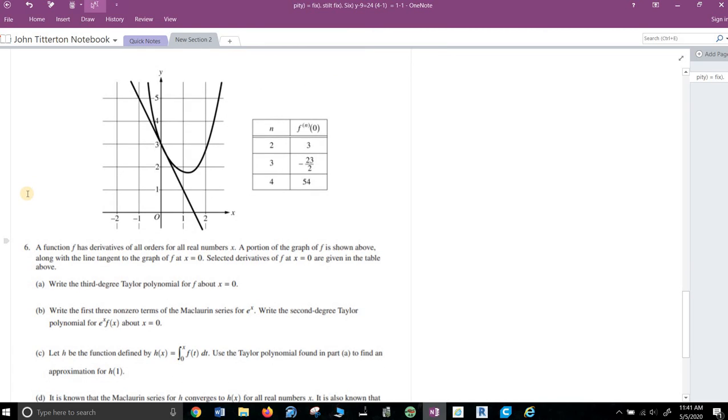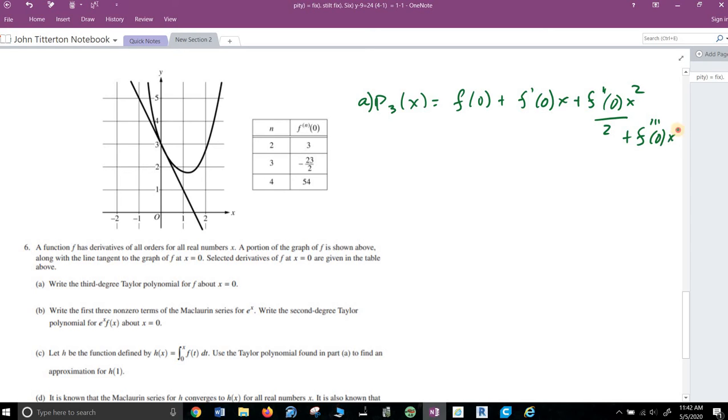So they say write third degree polynomial for f, and like I said, we should be getting pretty good at this. About x equals 0. F of 0, f prime of 0, x, f double prime, and it says third degree polynomial. So let's not make the same mistake I just made. Plus f triple prime of 0, x to the third over 3 factorial.